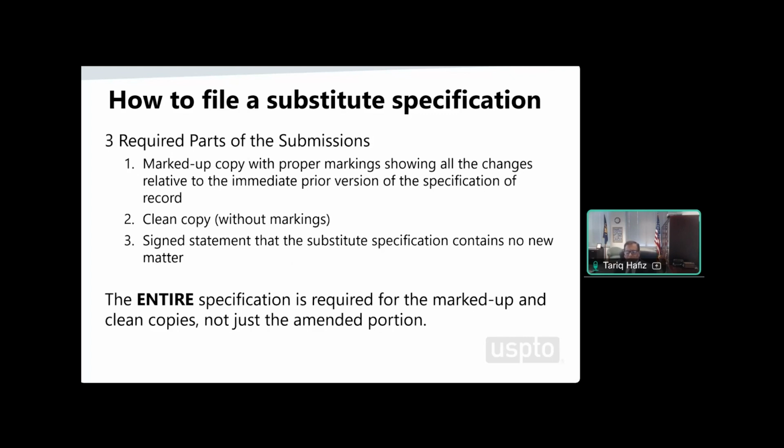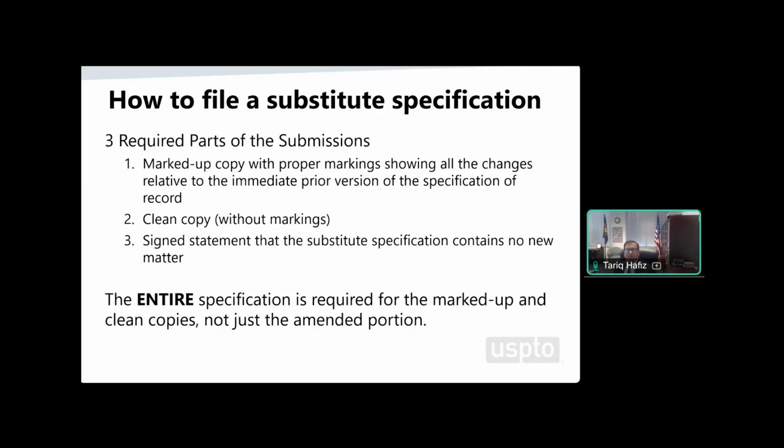For minor changes, one way to amend your specification is to file a form that says specification amendments and include only the paragraphs that are marked up with strike-throughs and/or underlines. If you make larger continuous changes throughout the specification, another way to amend is filing an entire substitution. An entire substitution requires three things. First, an entire copy of the written description with markups, or strike-throughs and underlining. Second, an entire copy of the written description, including amendments, without the markups, which is called a clean copy. And third, a statement that the substitution does not include new matter.